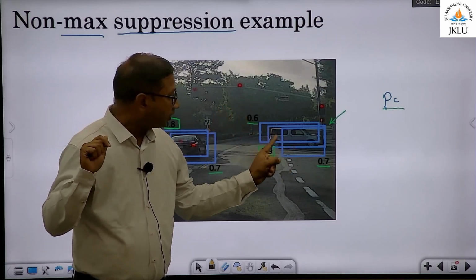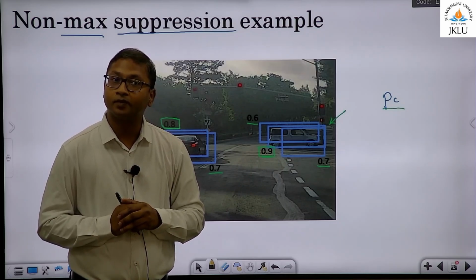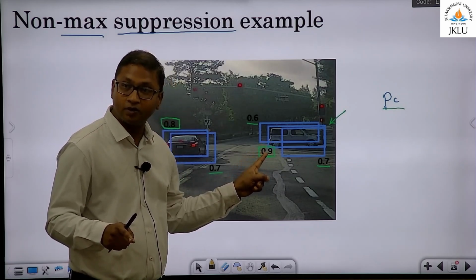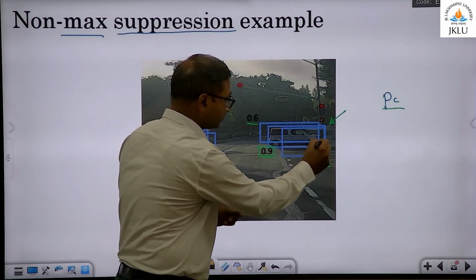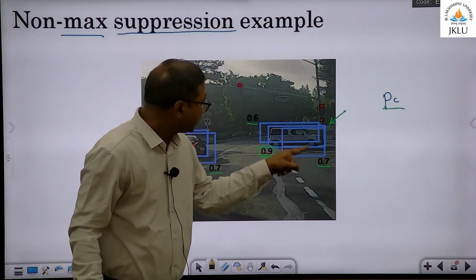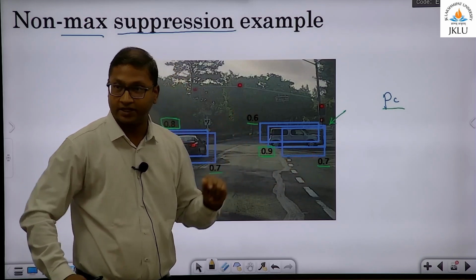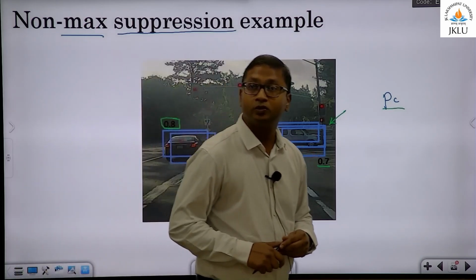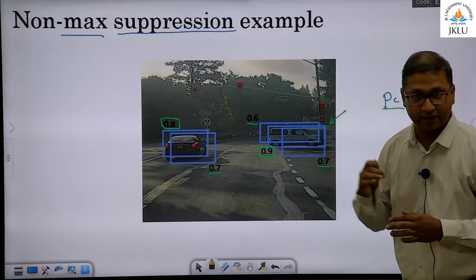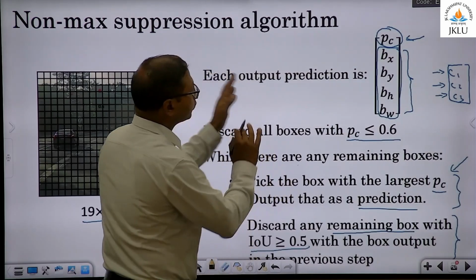So 3 bounding boxes, how will you decide which one I am going for? Which one is the most confident of the object? So PC is highest for this bounding box, 0.91. But I have other bounding boxes with good enough PC, 0.7 and 0.6. What do I do? I compute IOU with this one. Okay. So this is the algorithm. Each output prediction is this.